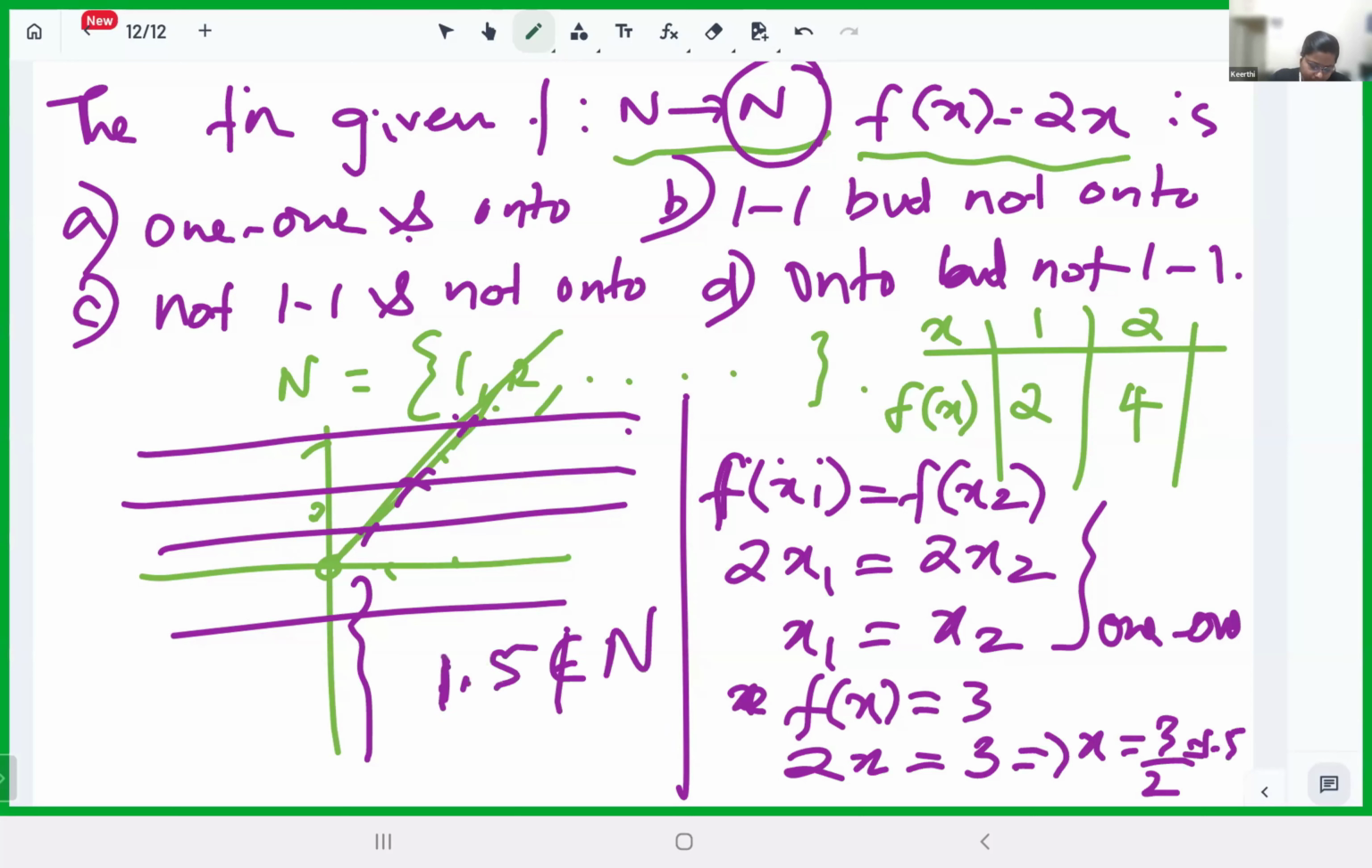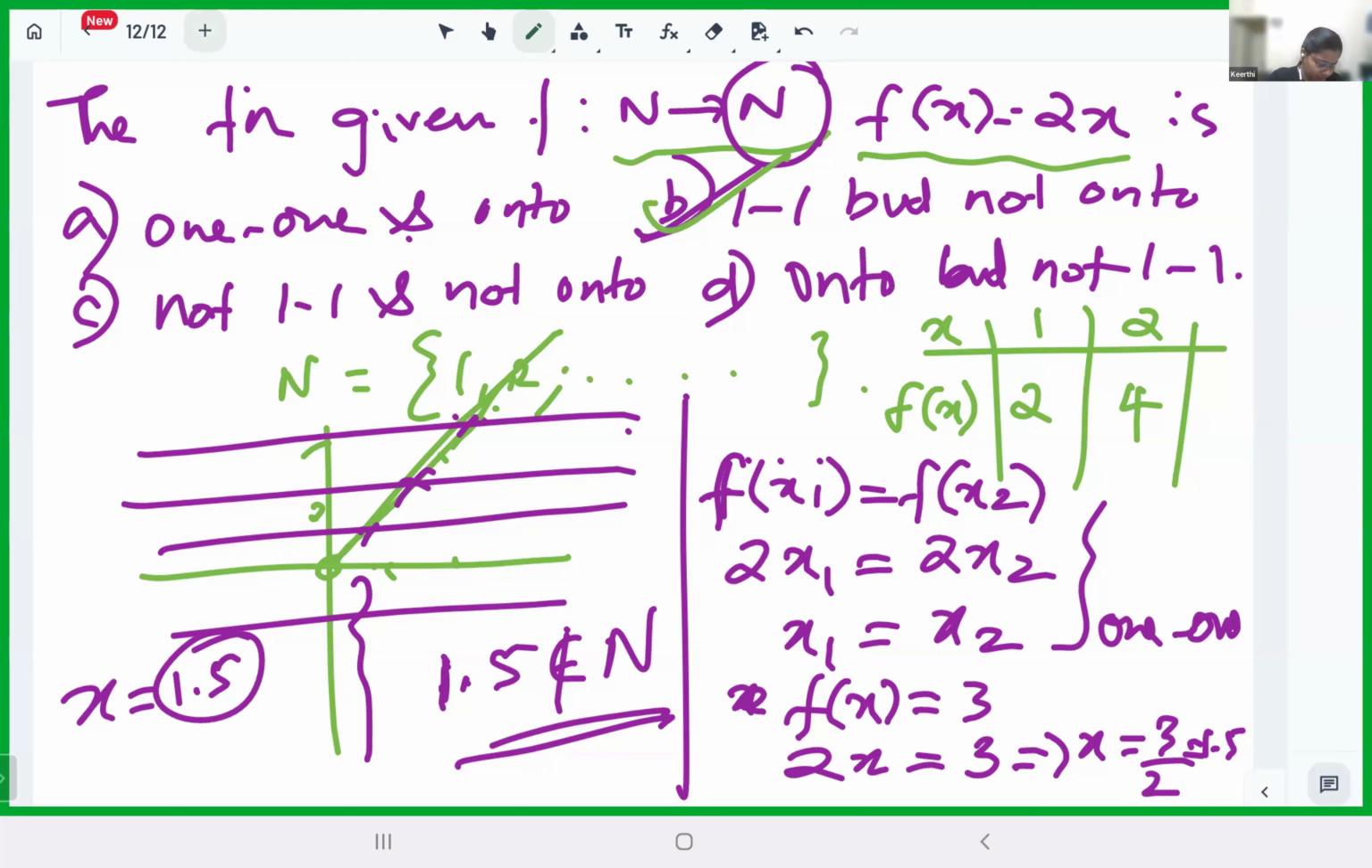So we can say that it is not onto, if not every element in the natural numbers has a pre-image. So 1.5 doesn't belong to N, which implies that it is not onto. x is equal to 1.5 doesn't belong to N, so it doesn't have a pre-image. The function is not onto. So it is 1-1, but it is not onto. Is there any option like that? Yes, option B. The answer is B.